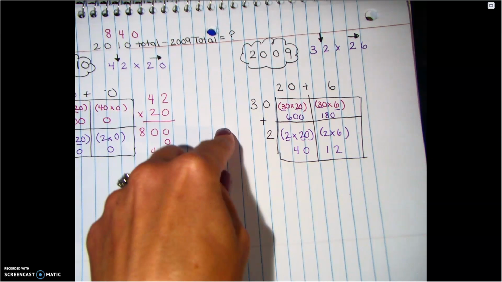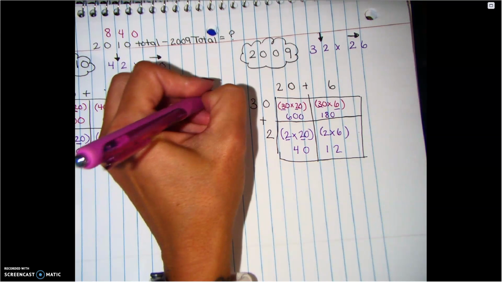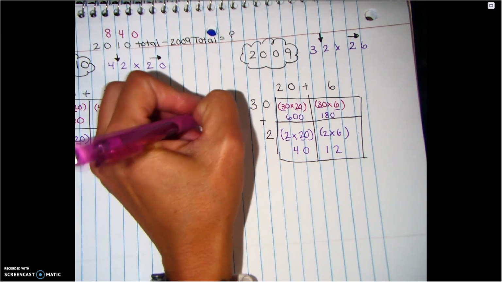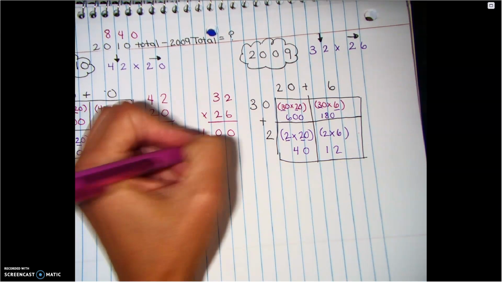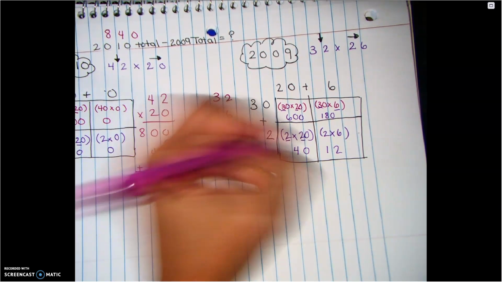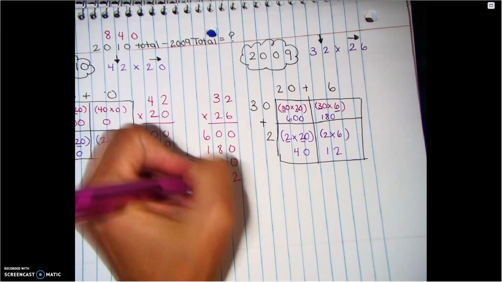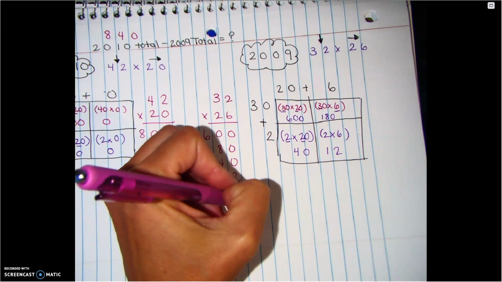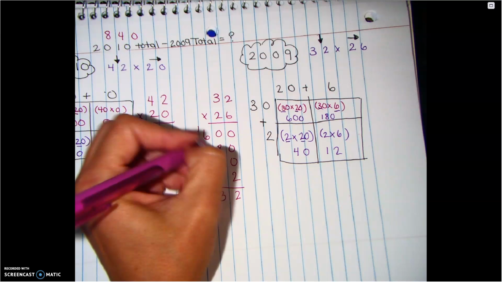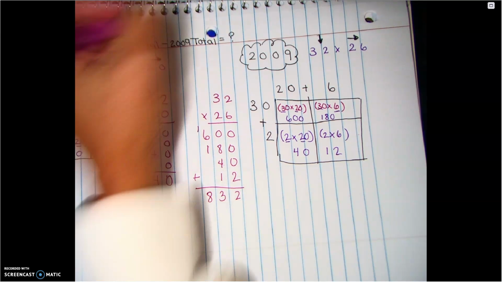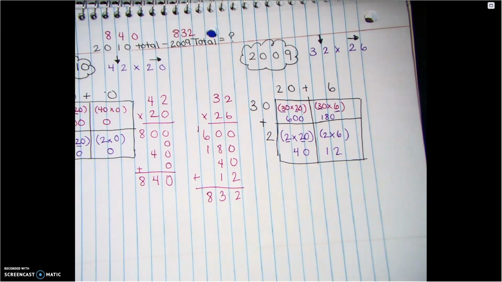I'm going to write my problem on this side because I ran out of lines on that side. So I've got 32 times 26. So I've got 600, 180, 40, and 12. So that's 2, 8, 9, 10, 11, 12, 13, regroup, 6, 7, 8. 832 in 2009. Am I done?